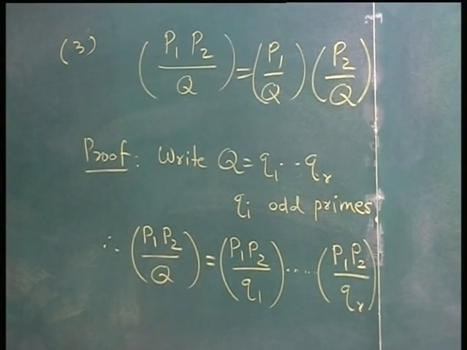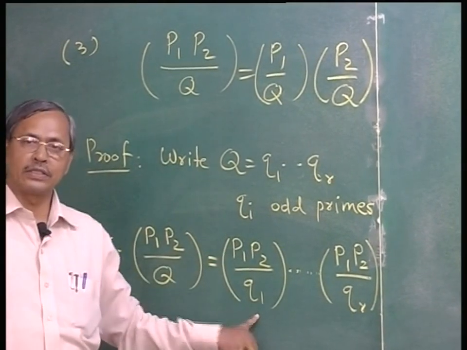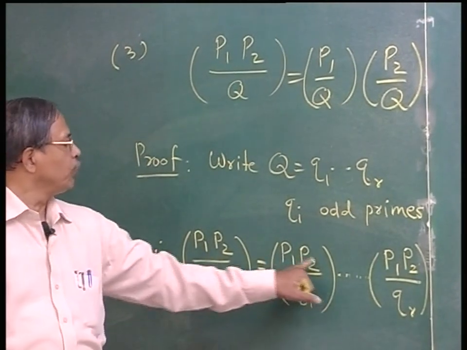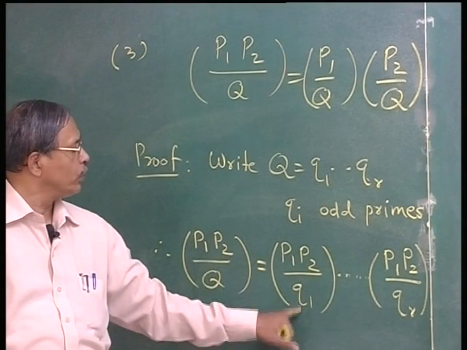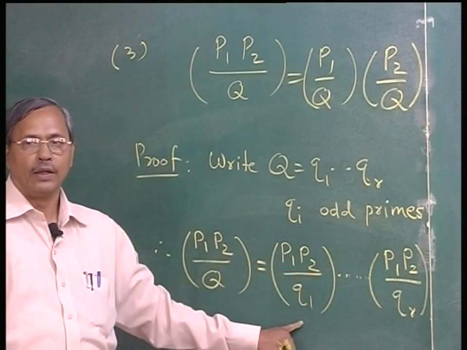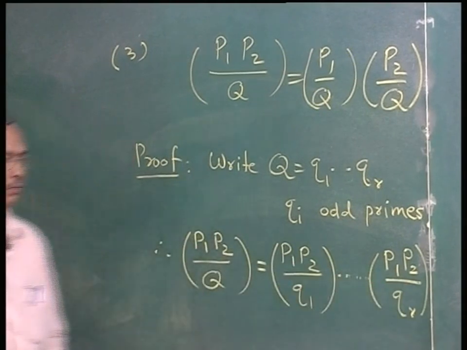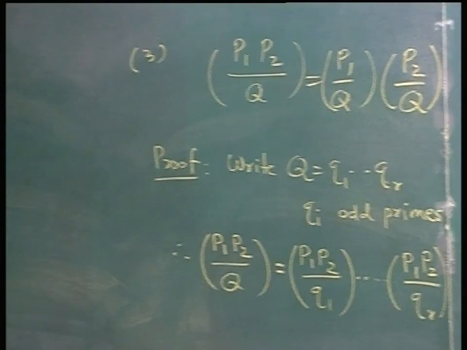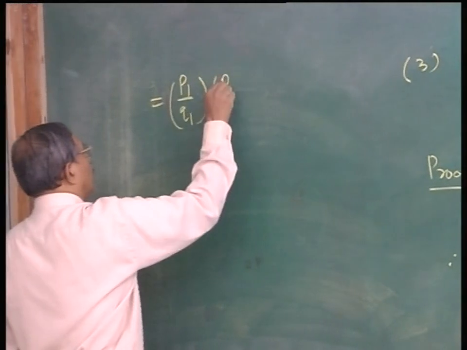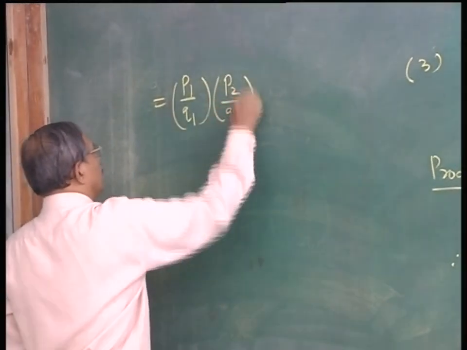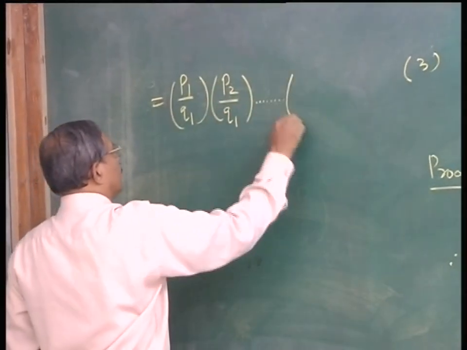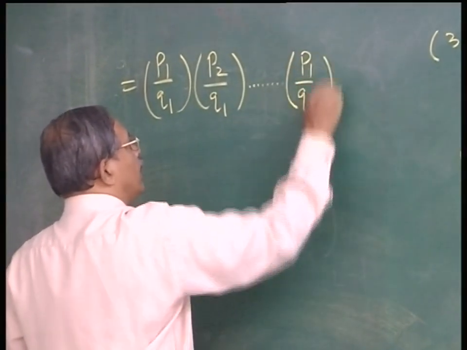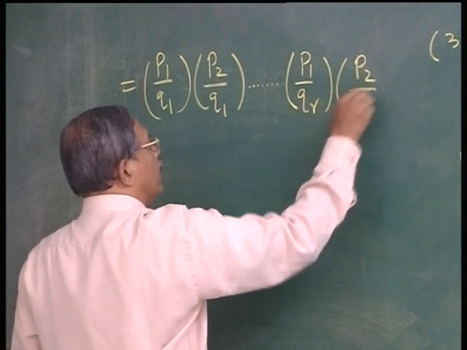But what is (P1 P2)/Q1? This is the Legendre symbol, and Q1 is an odd prime. (P1 P2)/Q1 is equal to (P1/Q1)(P2/Q1). Similarly, you can write this for all other terms. So this is equal to (P1/Q1)(P2/Q1), etc. Finally, (P1/QR)(P2/QR).